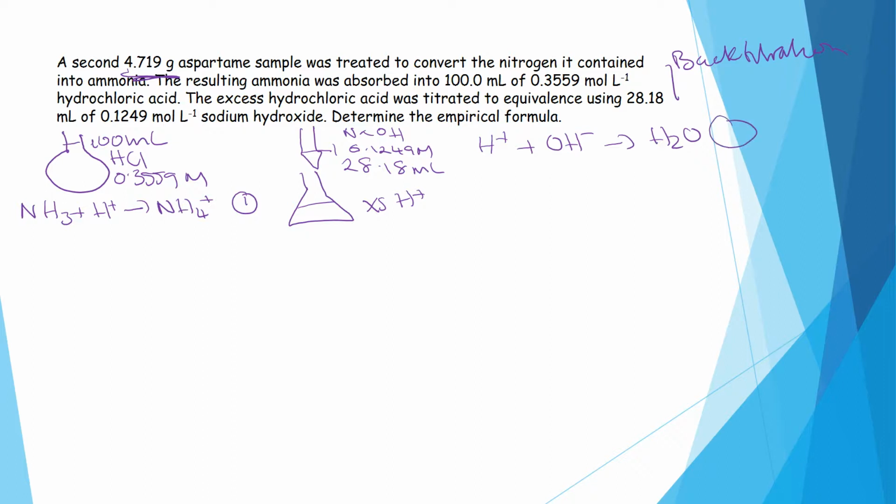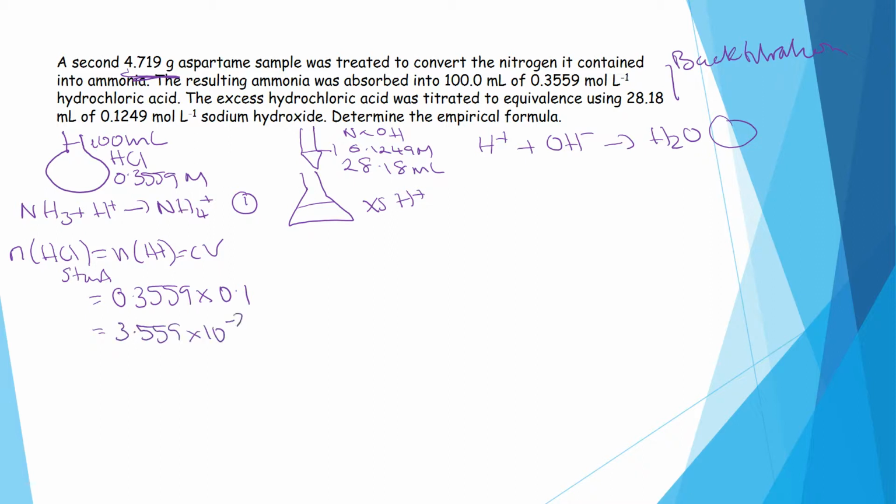Now, the number of moles of hydrochloric acid at the start equals the number of moles of hydrogen ions, which is equal to CV. So in this case, 0.3559 times 0.1 will equal 3.559 times 10 to the negative 2 moles.